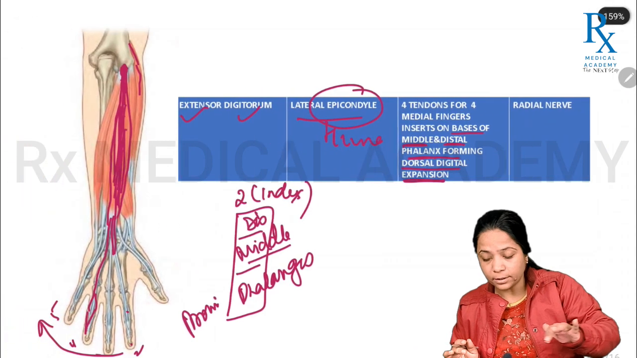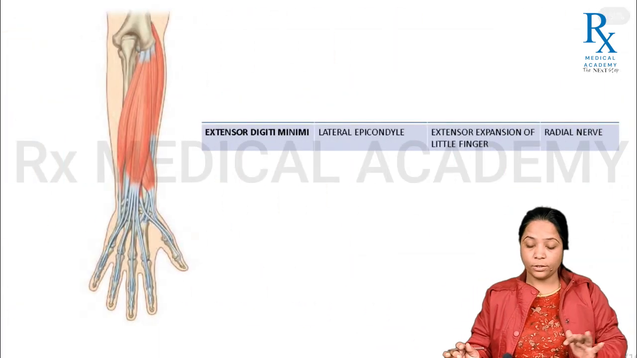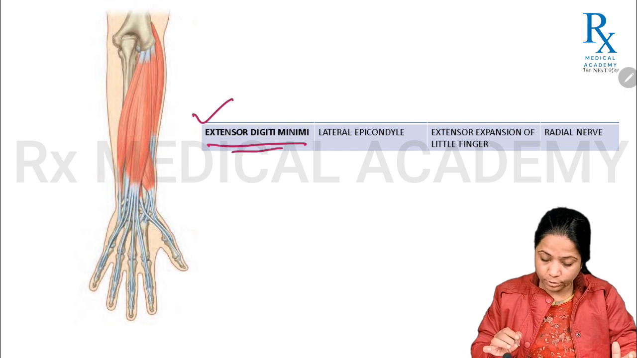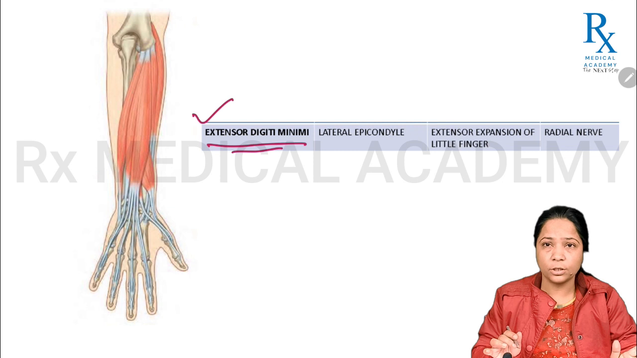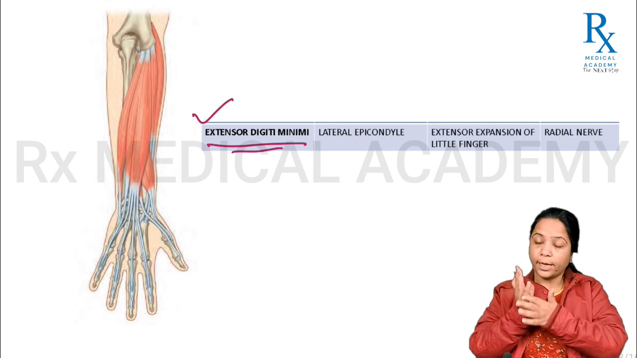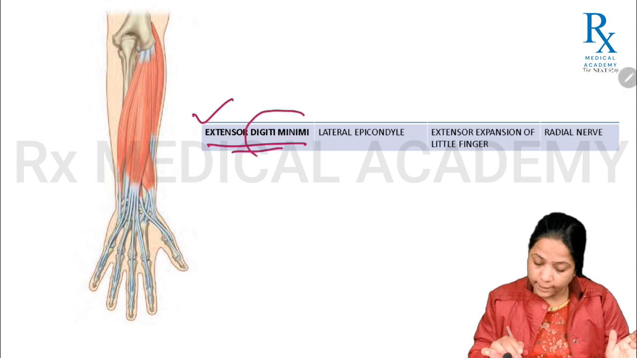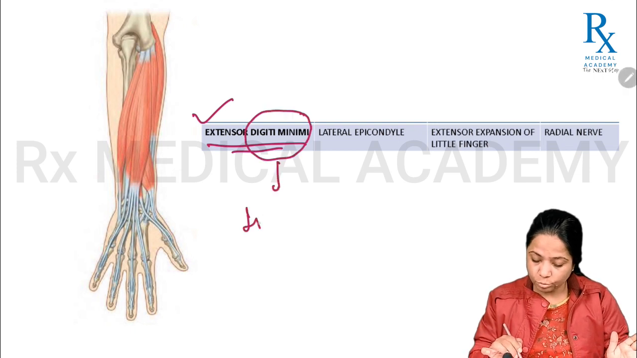It is supplied by the nerve, that is radial nerve. The next muscle is extensor digiti minimi. So here you can see extensor digiti minimi means it is going to produce extension, and it is attached somewhere at the little finger, because the name includes digiti minimi, that refers to the little finger.